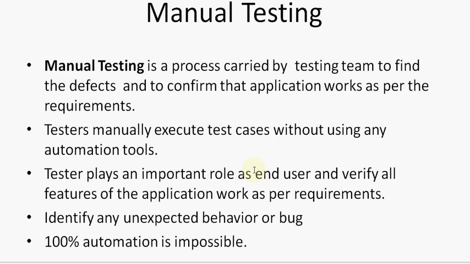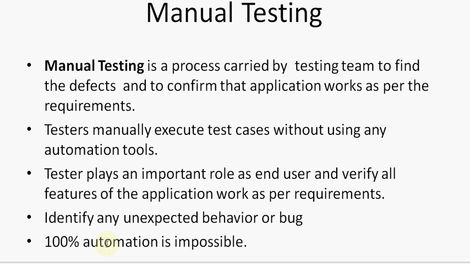For example, with a phone number field, you don't expect that the user will enter only numbers; they may enter alphabets. So you need to test all the scenarios and identify any unexpected behavior or bug. Suppose you are testing the login screen, and when the user logs in, it may not take you to the welcome screen or the initial screen, or the application may crash. That is all unexpected behavior.